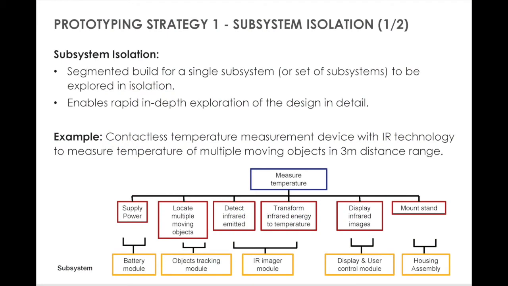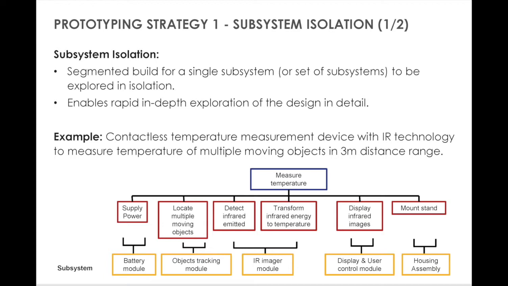Strategy 1: Subsystem isolation. Our concept designs consist of multiple subsystems or parts. So in this strategy, we will build a single subsystem or a set of subsystems instead of the whole system or the whole concept design itself. This will allow us to do an in-depth exploration in detail.